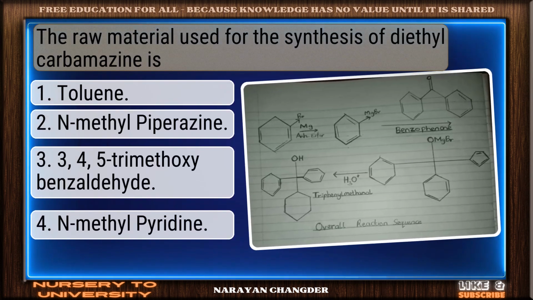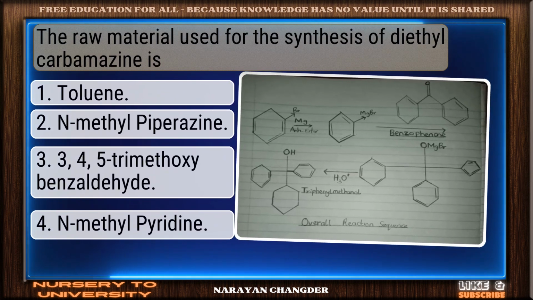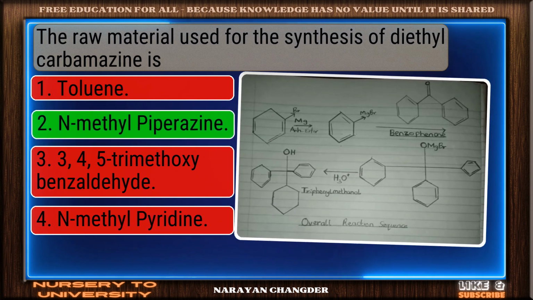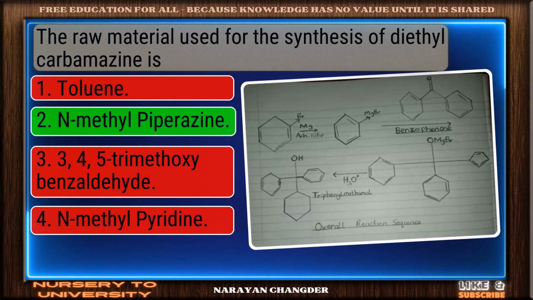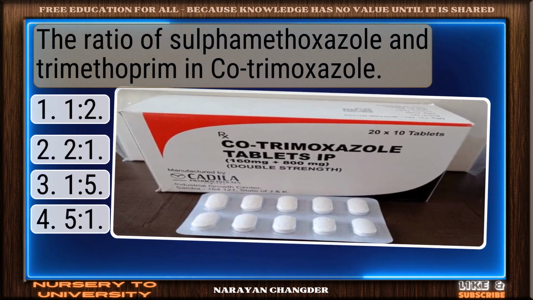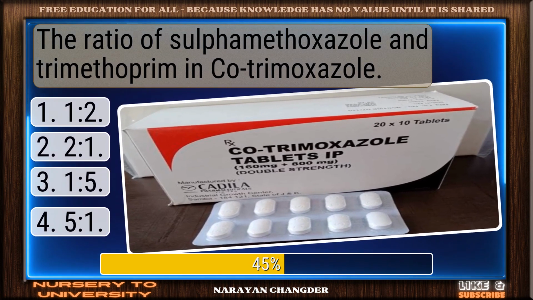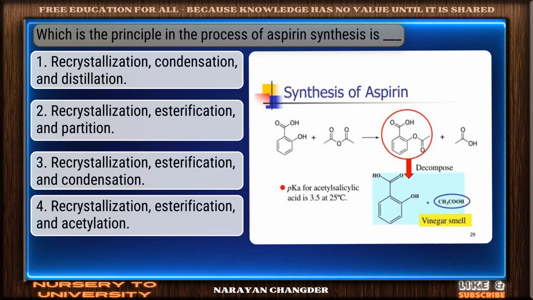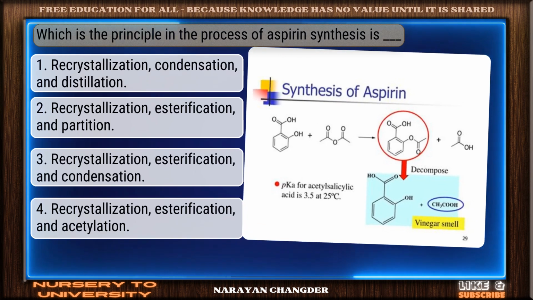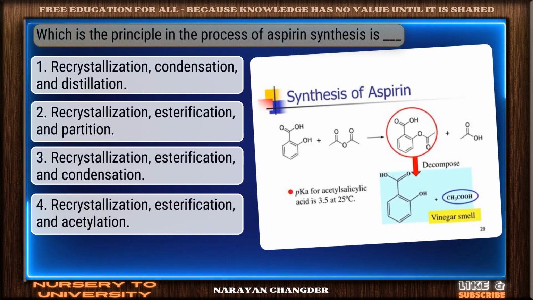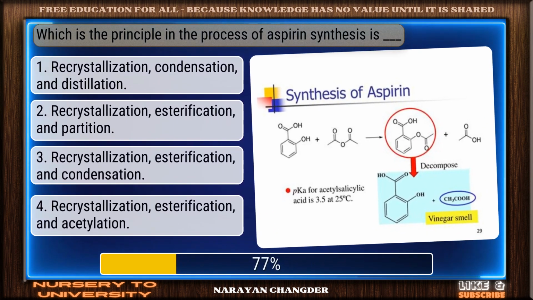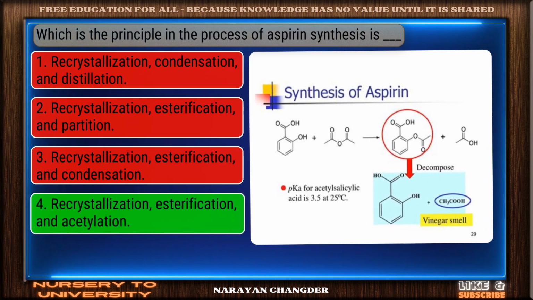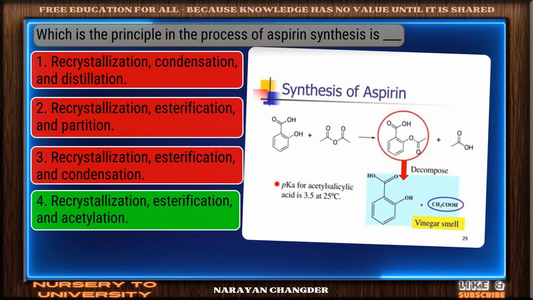The raw material used for the synthesis of diethylcarbamazine is? Good thinking. N-methylpiperazine is the right answer. The ratio of sulfamethoxazole and trimethoprim in cotrimoxazole. Solid response. 5:1 is a valid choice. Which is the principle in the process of aspirin synthesis is dash. You chose recrystallization, esterification, and acetylation, and it is correct.